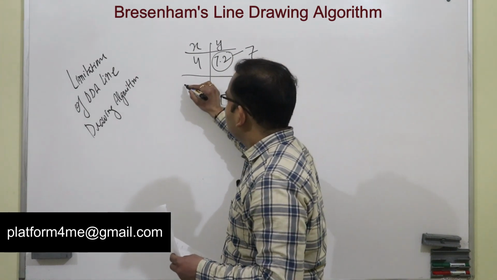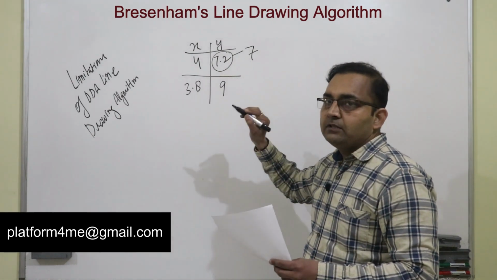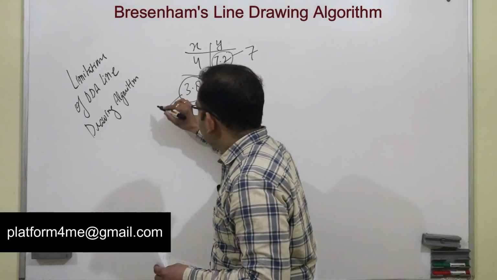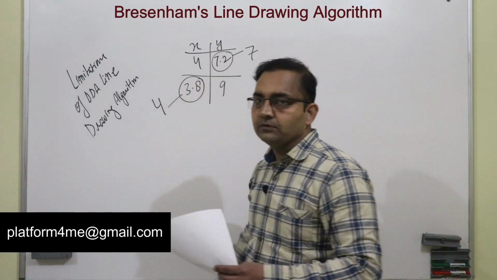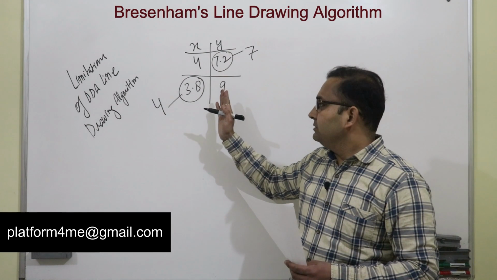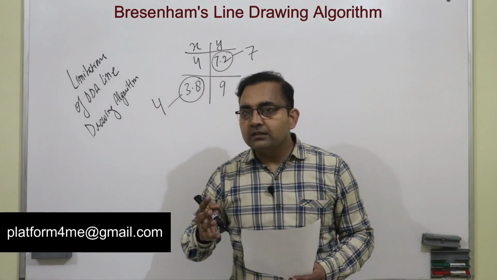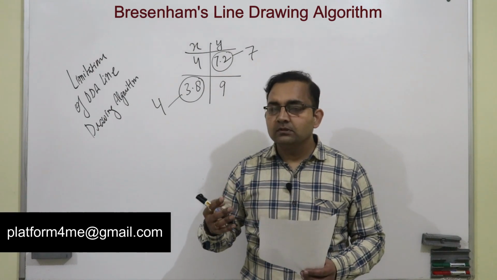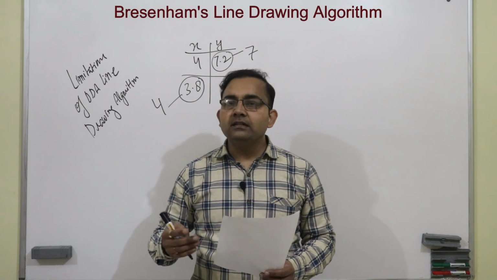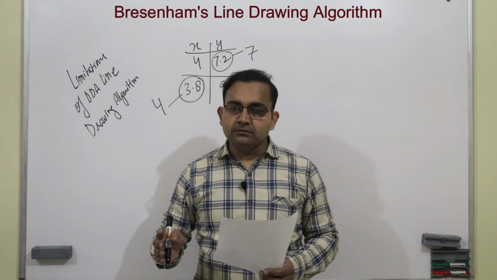Suppose the x coordinate is 3.8 and y is 9. So what will we do in the DDA line drawing algorithm? We will round off this one and it will come 4. So if we are getting decimal numbers, we round off these values, so computation time is more. But in Bresenham's line drawing algorithm, we always get the integer value, so there is no round off issue.